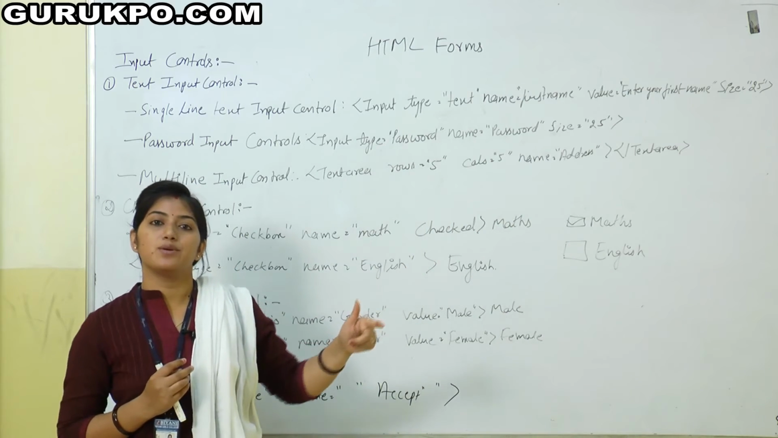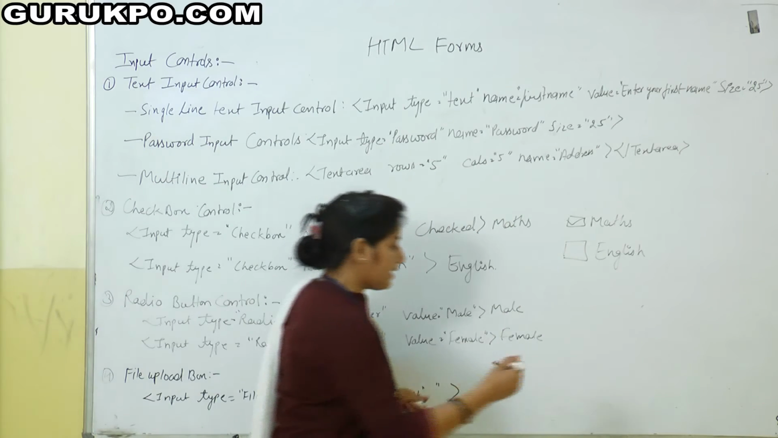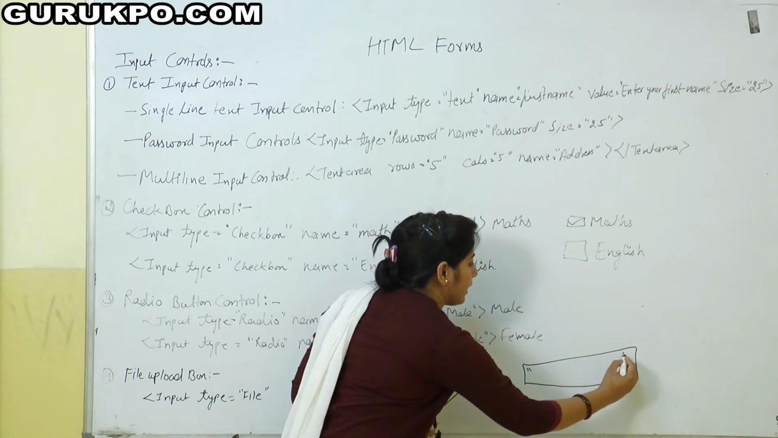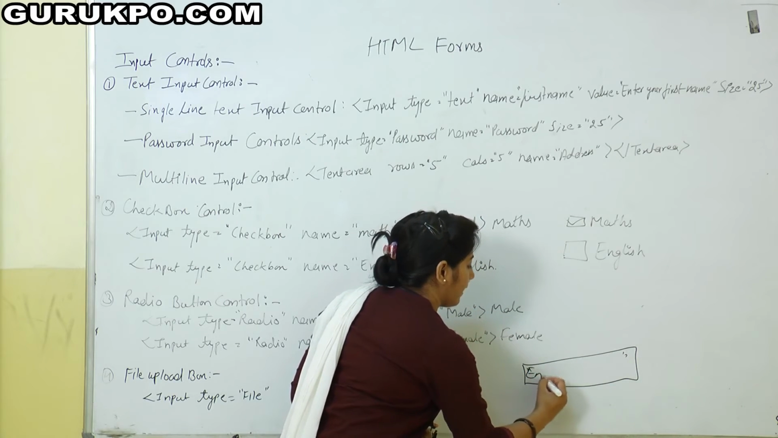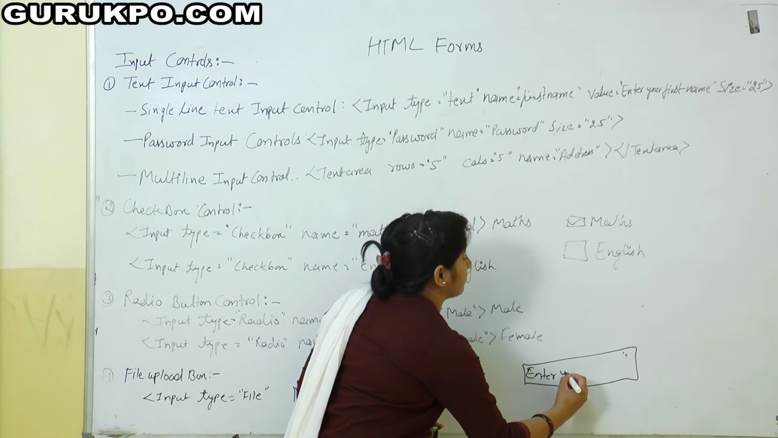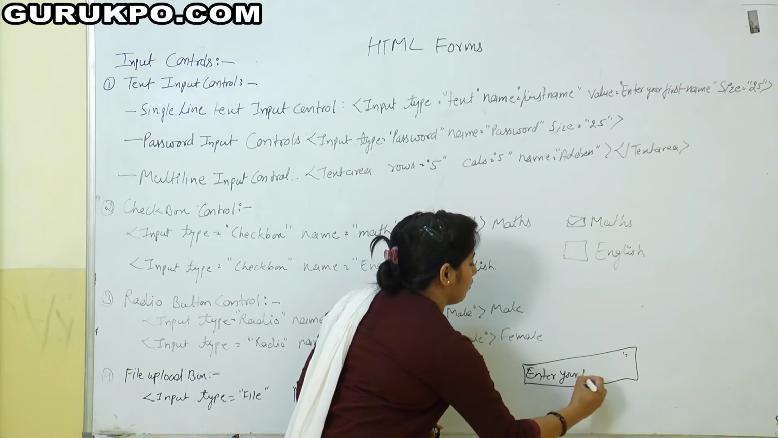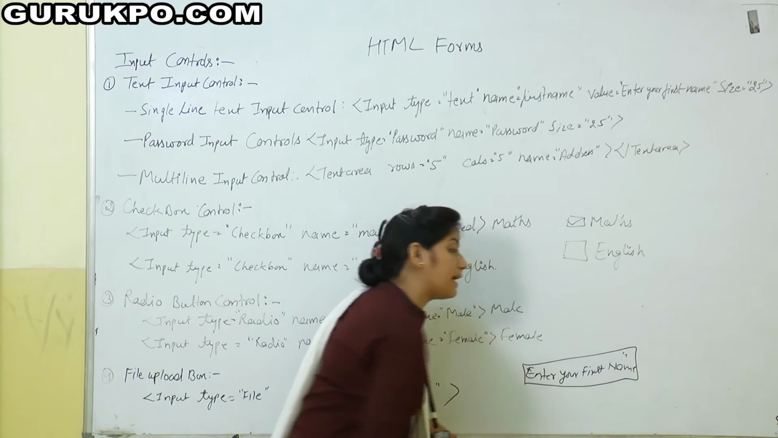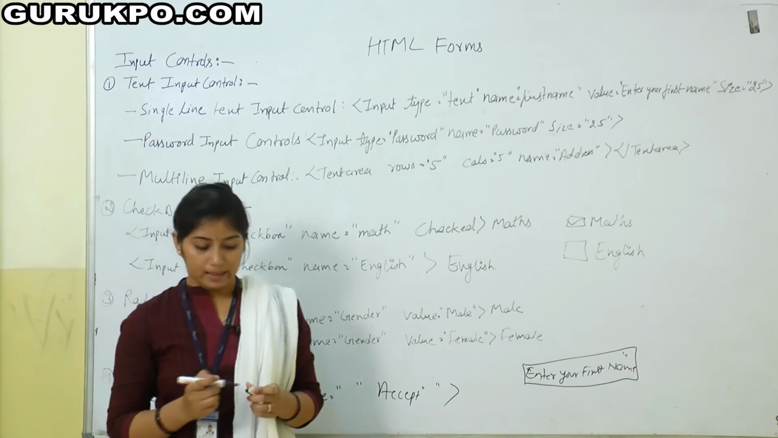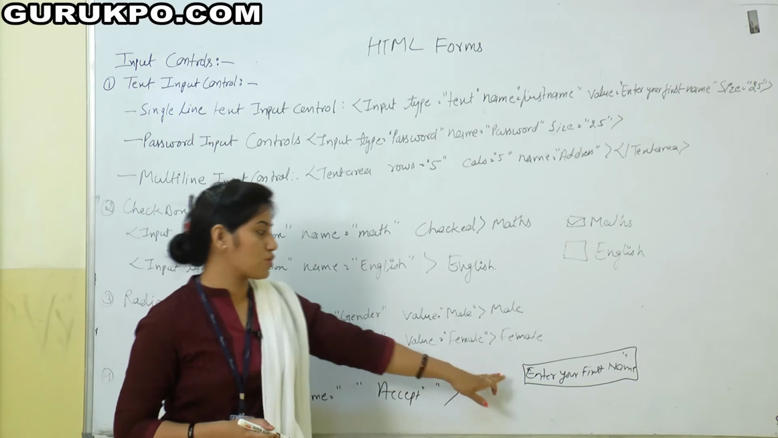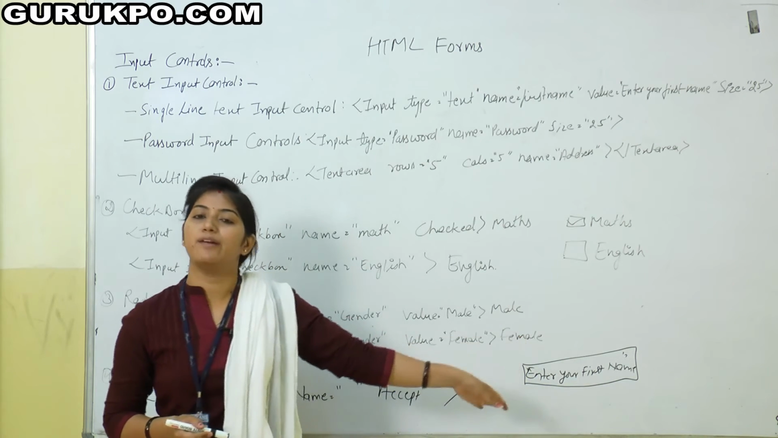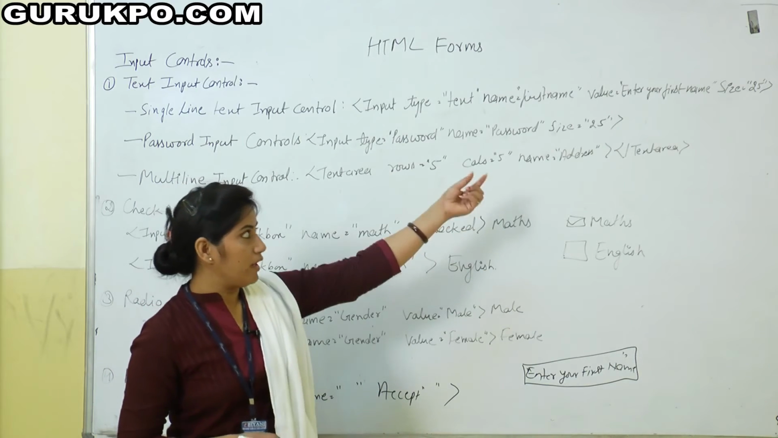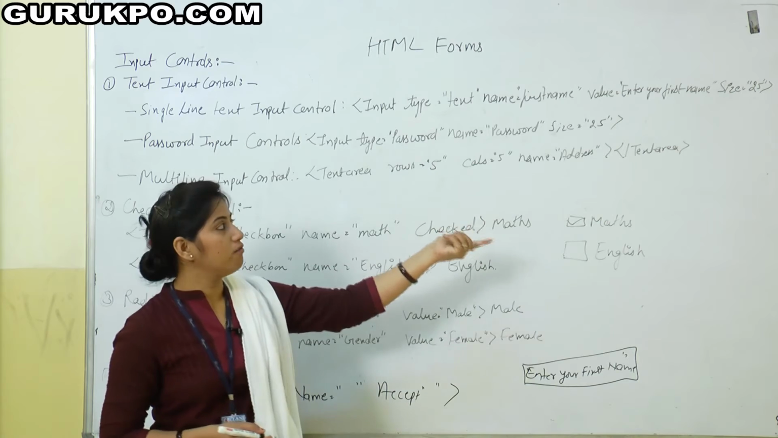Value is used when we design an input text control, so the default value in the input text control shows "enter your first name." So in the starting, when the form is loaded, the default value "enter your first name" is shown. When we enter text, it becomes invisible. So value is used to give a default value.